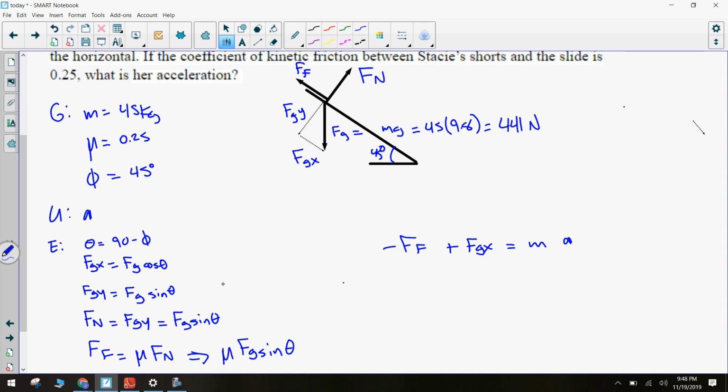So if I look here, my force of friction, we said all boiled down to right here. So I have negative mu times Fg sine theta plus my FGX, which is Fg cosine theta, is equal to the mass, which is 45, times the acceleration. Oh, sorry, I'm just going to write mass and then acceleration, and I'll plug all the numbers in.